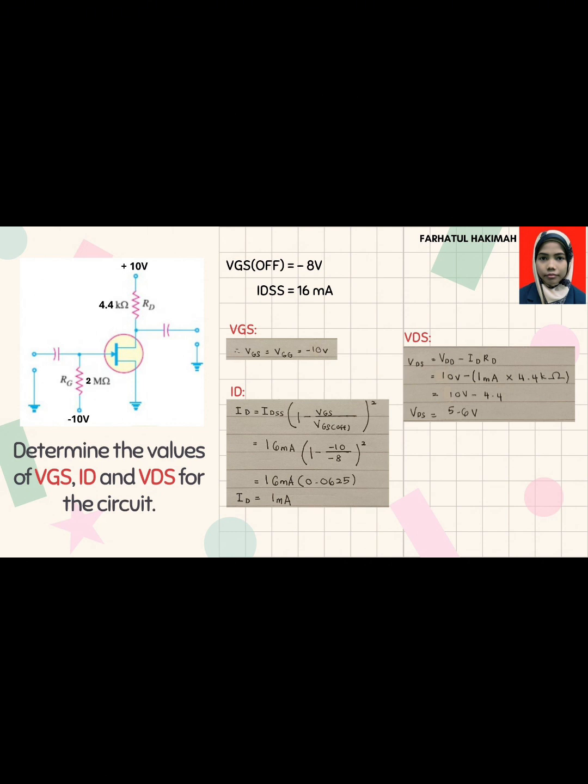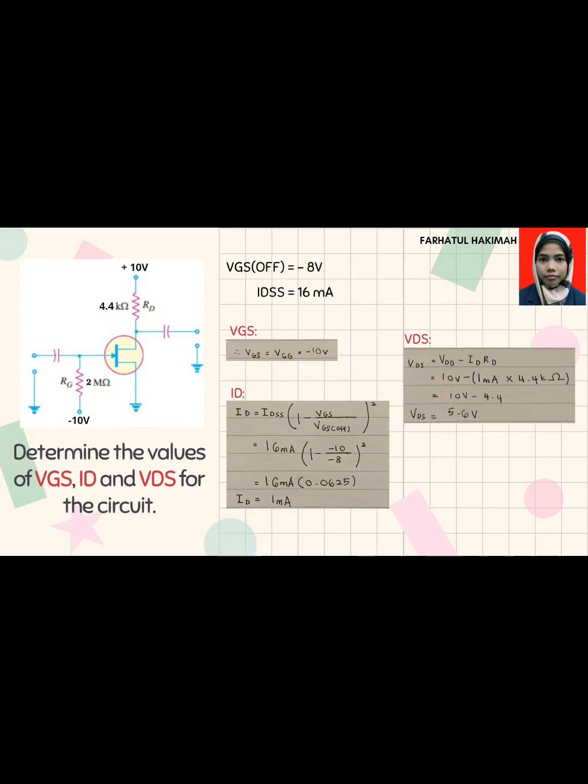Next, to calculate VDS, we use the formula VDS equals VDD minus ID times RD. It will be 10 volt minus 1 milliampere times 4.4 k ohm. Then the VDS we will get is 5.6 volt. Note that the operating point for the circuit is 5.6 volt and 1 milliampere. So that's the answer for our example calculation.